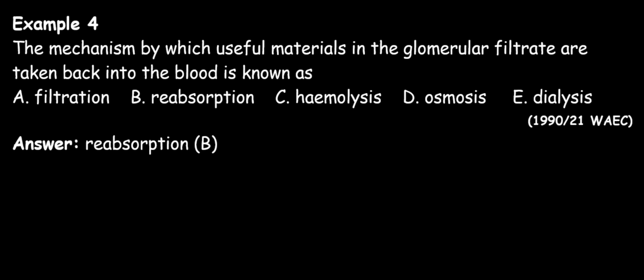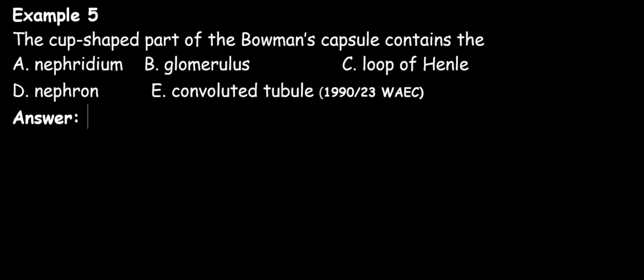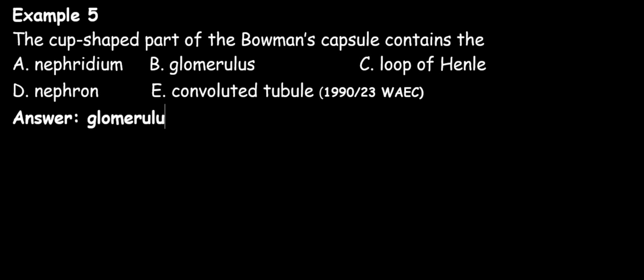To our next question, it says, the cup-shaped part of the Bowman's capsule contains the A. Nephridium, B. Glomerulus, C. Loop of Henle, D. Nephron, E. Convoluted tubule. The answer to this question is B, because the cup-shaped part of the Bowman's capsule contains the glomerulus. The glomerulus is a cluster of capillaries. Now to our next question.